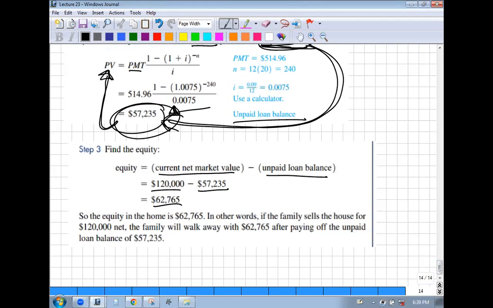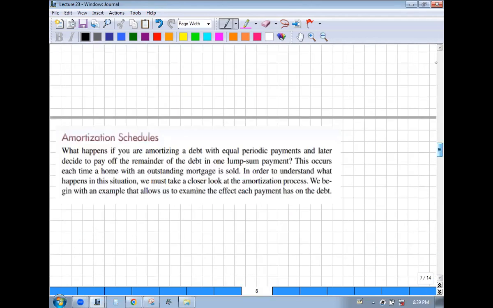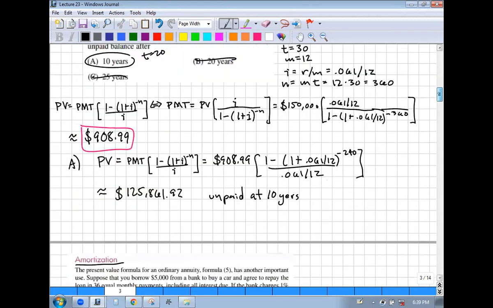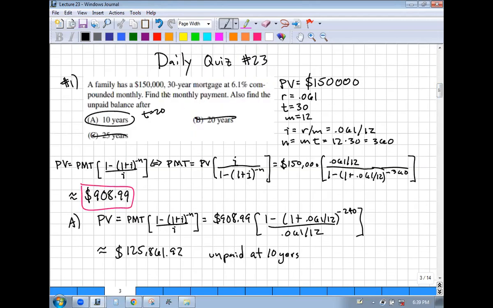Okay. So for our quiz, if we're going to extend this, we would have to know the present value of the house at 10 years. If they gave us that number, like what the house could sell for in 10 years, then we could figure out what the equity of the home would be in 10 years.